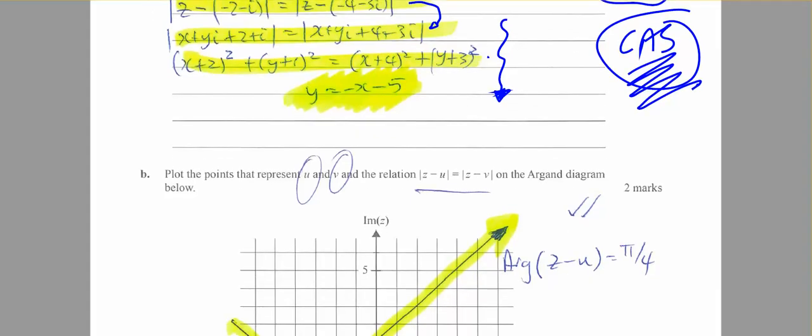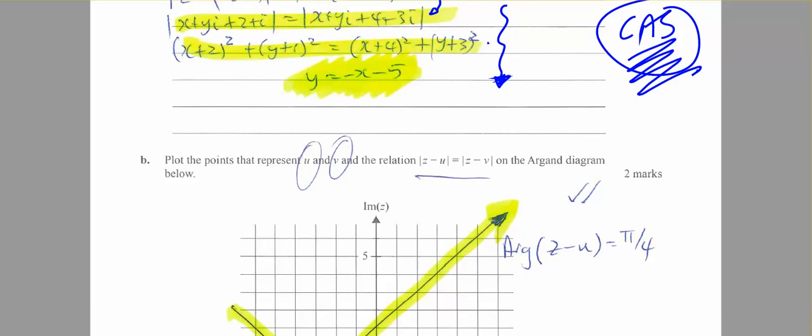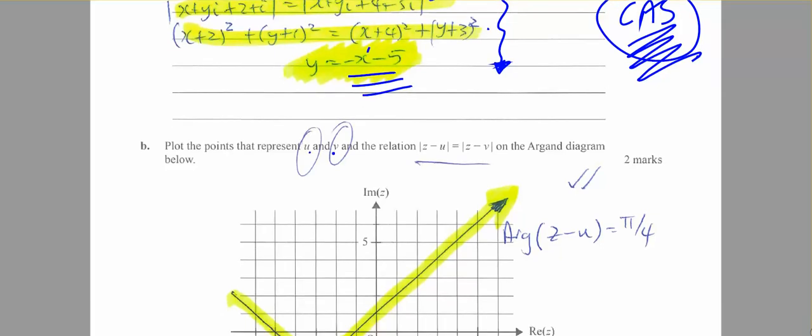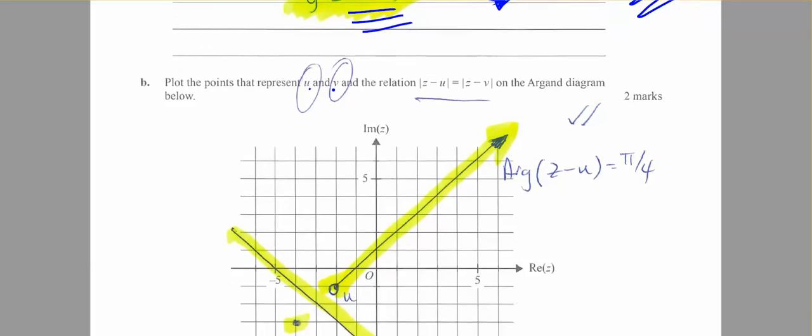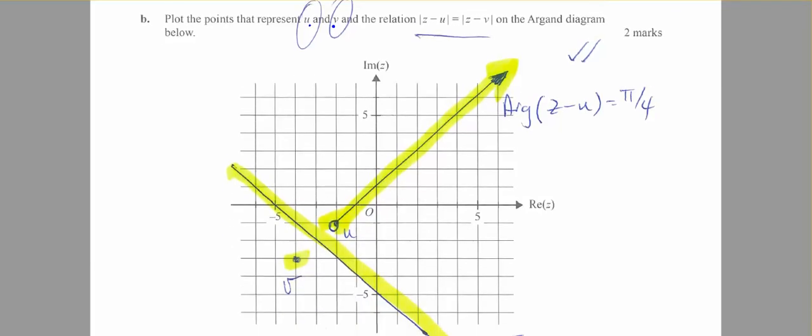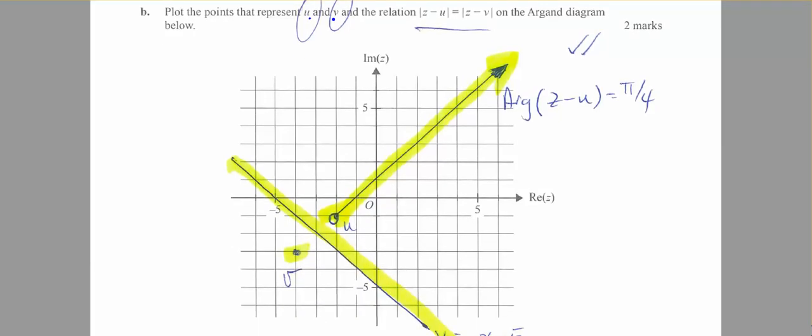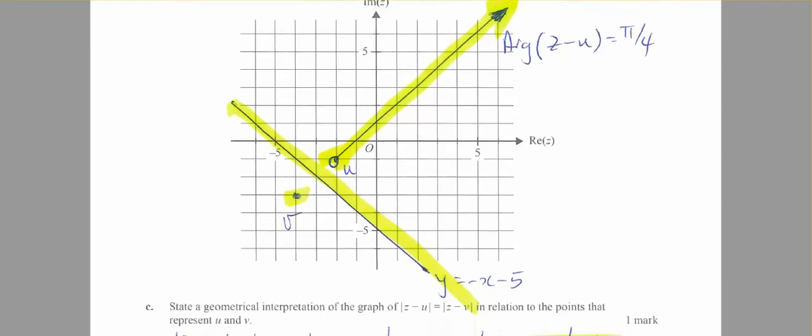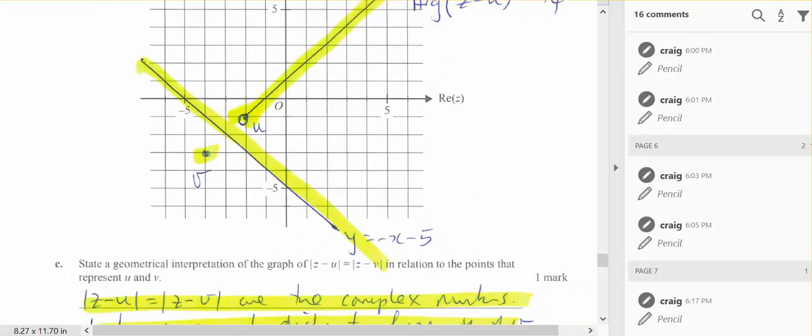In part B, we need to graph this line and these 2 points. And of course the line's going to split them. There's my U and there's my V and there's the line, so that's going to be 2 marks. The question then says, state geometrically what's happening here.